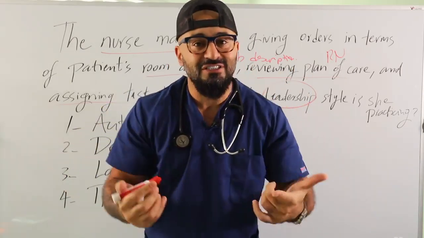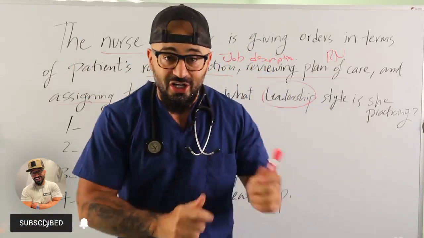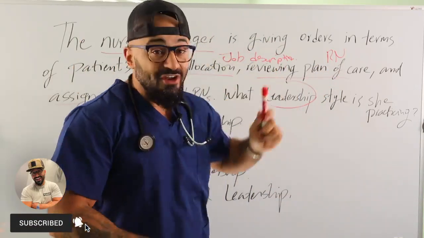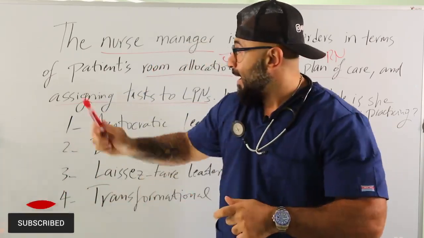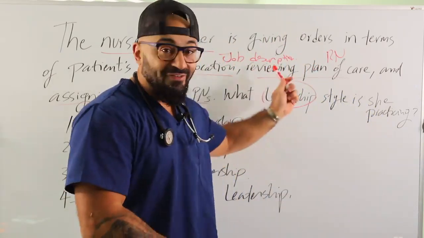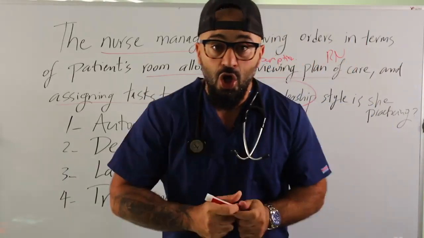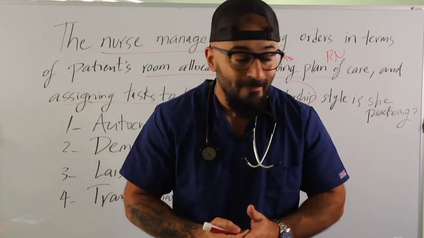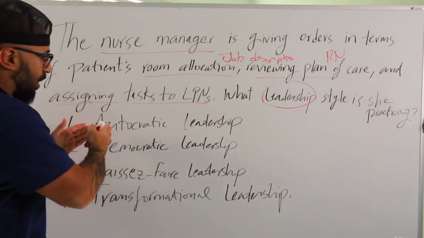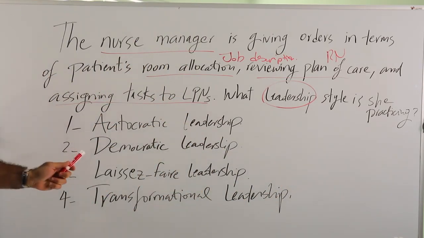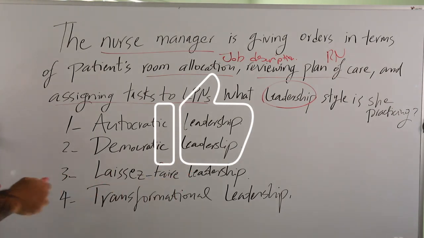Now, I already rephrased the question in my own words, but I'm going to say it again. I've got a charge nurse on the unit who's giving orders to the staff about room allocation, about plan of care, reviewing plan of care, and assigning tasks to the LPN. What is the leadership style? Let's read the options. Number 1, autocratic leadership. Number 2, democratic leadership. Number 3, laissez-faire leadership. And number 4, transformational leadership.